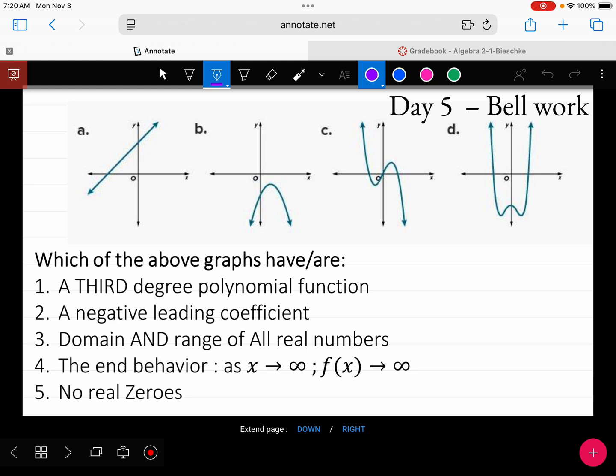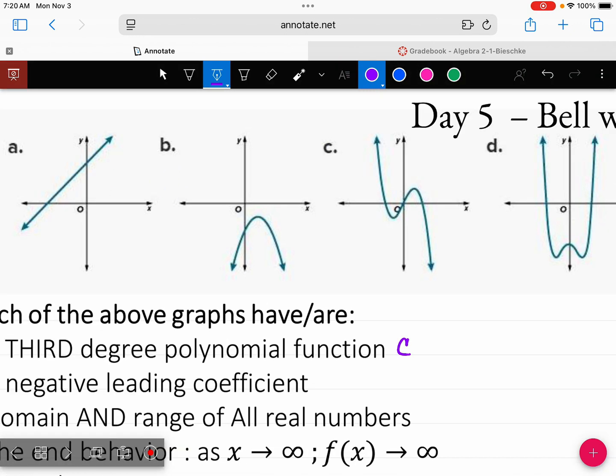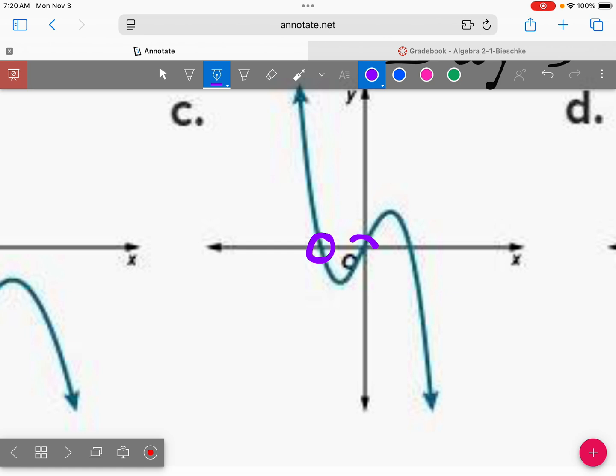C. Absolutely. How do we know? You just gotta be louder. It's got 3 roots. Excellent way of choosing that. A third-degree function will have at most 3 roots. So the fact that this has 3 roots, excellent choice for that.